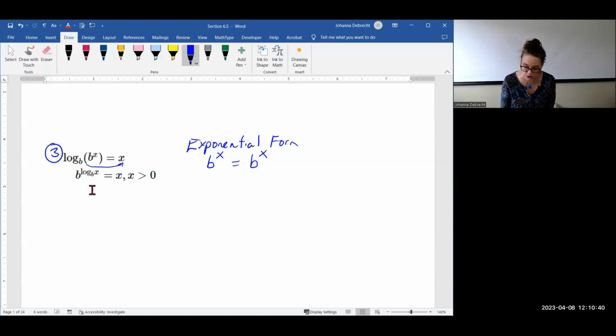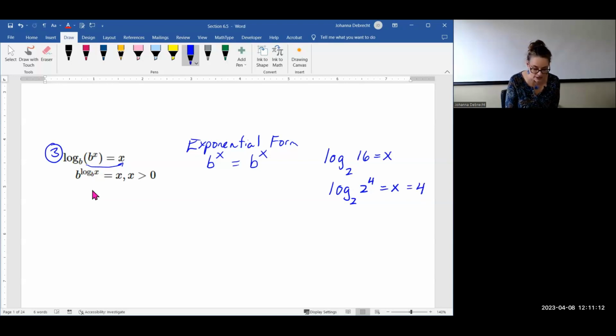So how might you use something like this? Let's say I had log base 2 of 16 equals x. Well, this tells me that 2 to some power equals 16, but I know that 16 is a power of 2. It's 2 to the 4th. So I can rewrite this as log base 2 of 2 to the 4th. And this says, what power do I raise 2 to get 2 to the 4th? Well, the answer, of course, is going to be 4, all right?